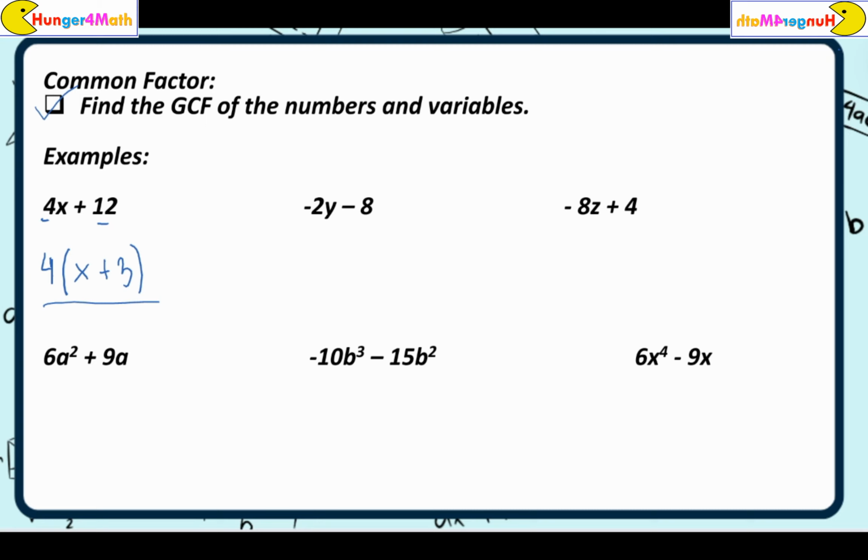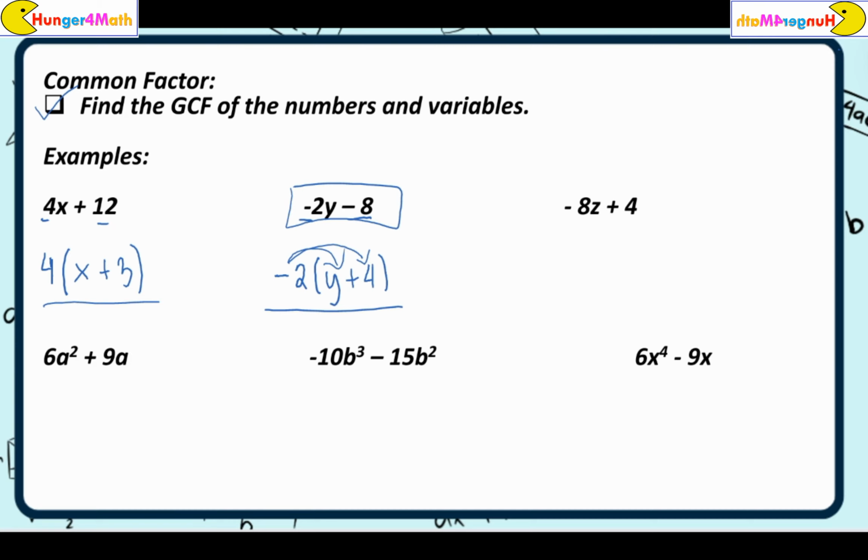Next, we have negative 2y minus 8. So the greatest common factor of negative 2 and negative 8 is negative 2. And for y, we cannot factor it out, so the GCF is only negative 2. Now let's divide: negative 2y divided by negative 2 is y, and negative 8 divided by negative 2 is positive 4. So here is our answer. Now to double check your answer, you can distribute it again, and you will get this answer right here.